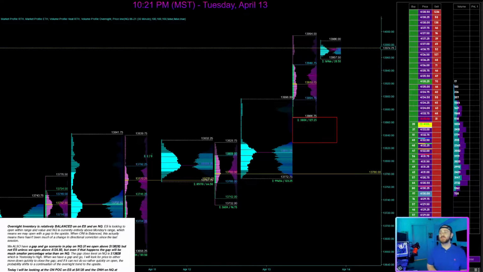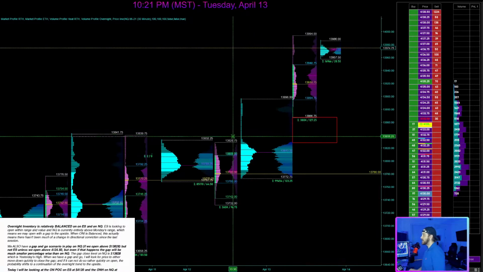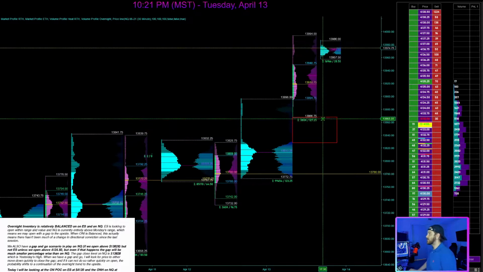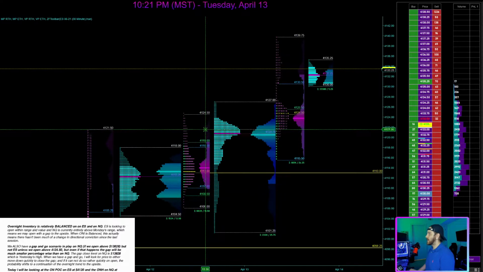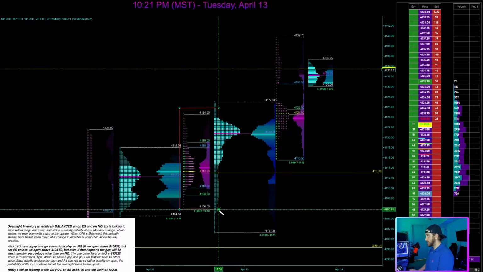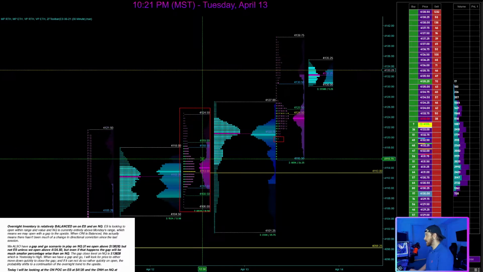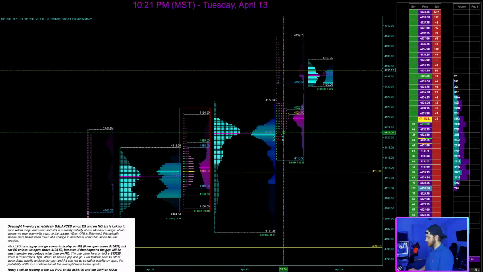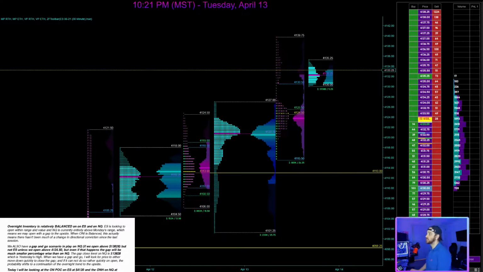So we also have a gap and go scenario on NQ, as we discussed. Again, if we open above 13,828, we have a gap. We did indeed open above 13,828, and that gap and go was in play. We did not have a gap on ES because we opened inside of yesterday's range. To make this abundantly clear, here's yesterday's range and here's where we opened up. We opened within yesterday's range, which means there's no gap and go on ES, but there was indeed a gap and go on NQ.